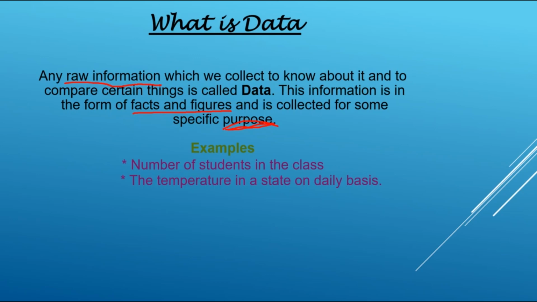The second example is the temperature in a state on a daily basis. So every day the temperature will be recorded and it will be written somewhere, and then at the end of the week or at the end of the month it can be analyzed how the temperature varied during that period. So this is about data.